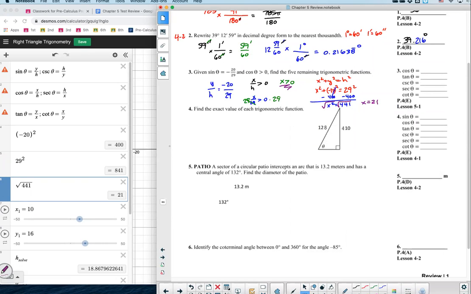X equals 21. Now that I know X, Y, and H, I can fill out the other 5 remaining trig functions. So cosine is X over H, so it'd be 21 over 29. Tangent would be Y over X, so it'd be negative 20 over 21.